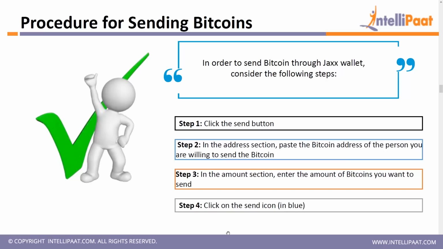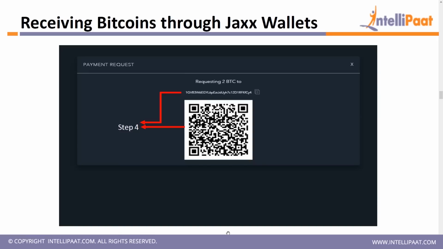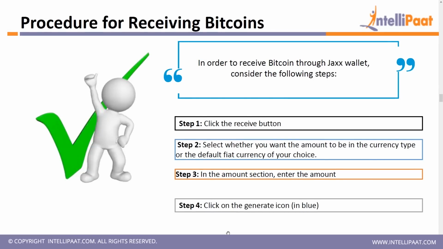In the address section, you have to paste the Bitcoin address of the person you are willing to send the Bitcoin to and the amount you want to send, and then click the blue icon for send and sending the Bitcoins. Even if you want to generate or receive Bitcoins through Jaxx wallet, you have to click on receive. You have to click on the amount that you want to generate and receive from the address. So step 4, you request your payment using your QR code, or you can give your address for the transaction, requesting the Bitcoin for that particular amount.